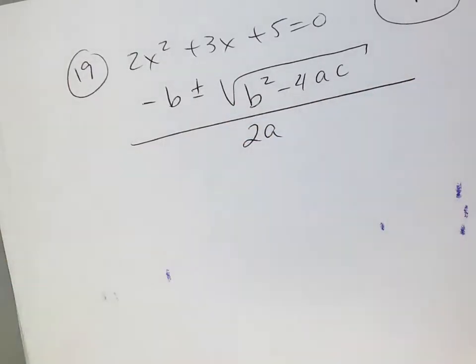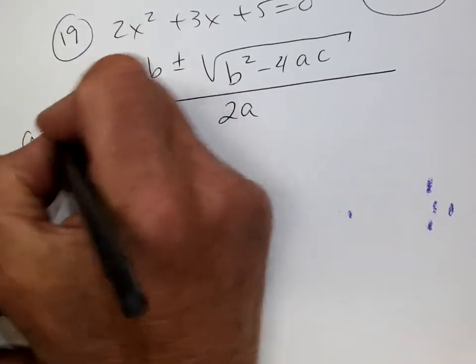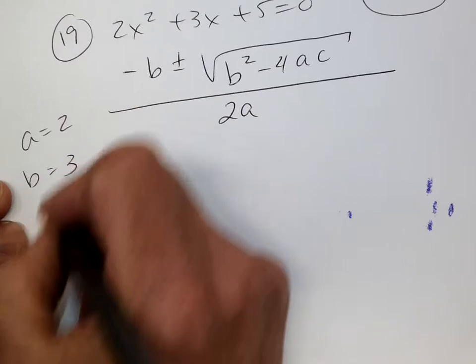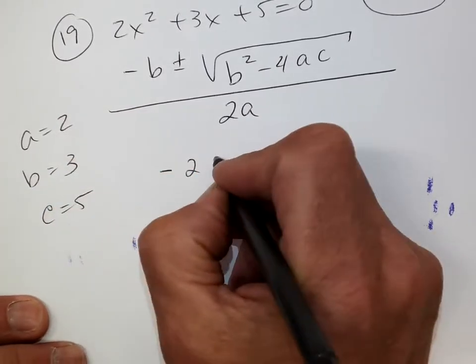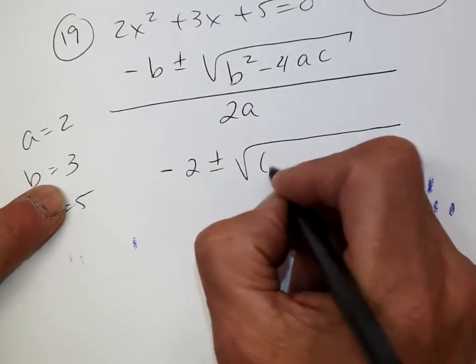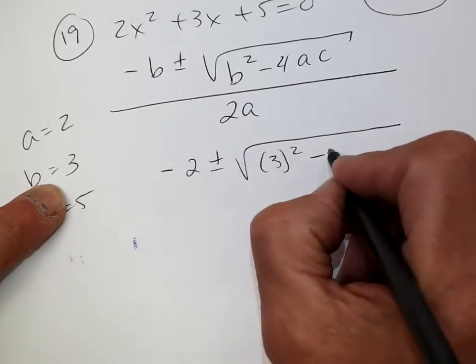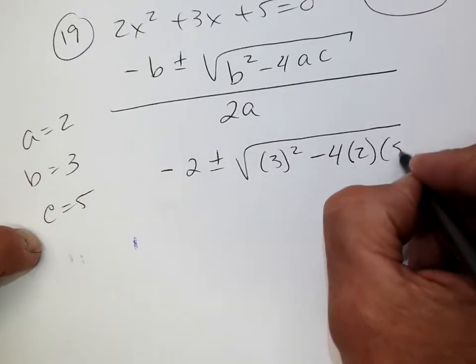Okay, it's right here. Okay, 1. To give 1 out of 3 points, can you put the numbers in the right place? Sure you can, right? A is 2, B is 3, C is 5, right? So, negative 2 plus or minus the square root of 3 squared minus 4 times 2 times 5.